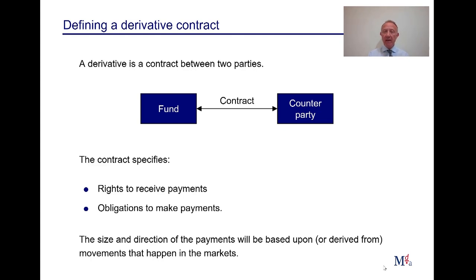And whether we receive payments or make payments is going to be dependent on the price of some underlying asset or index. So for example, if it's a bond derivative, it's going to be based on a bond price. If that bond price rises, the cash flows are going to move in one direction, but if the bond price falls, the cash flows are going to move in the other direction. It could just as easily be a currency, a commodity, an equity, or an interest rate.